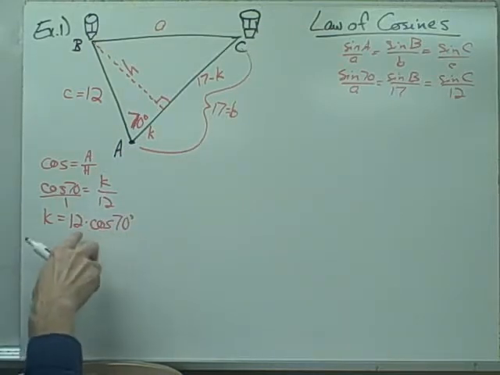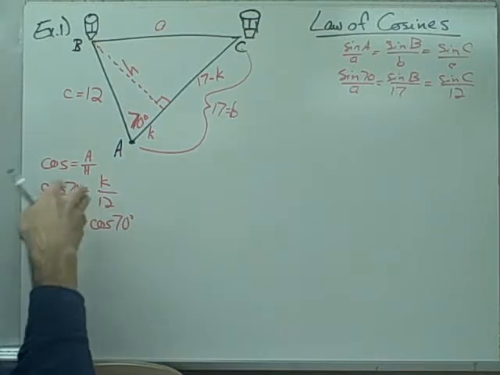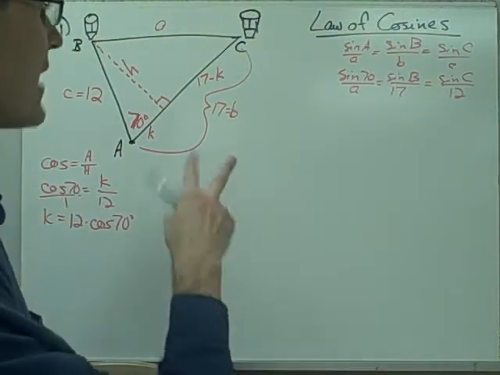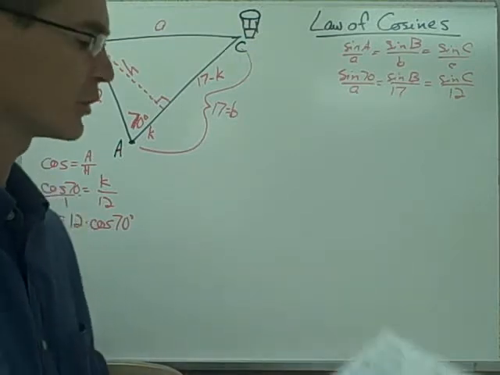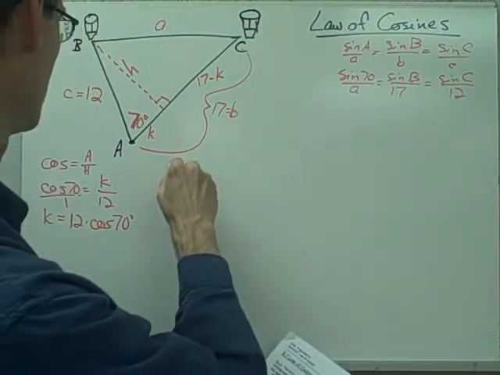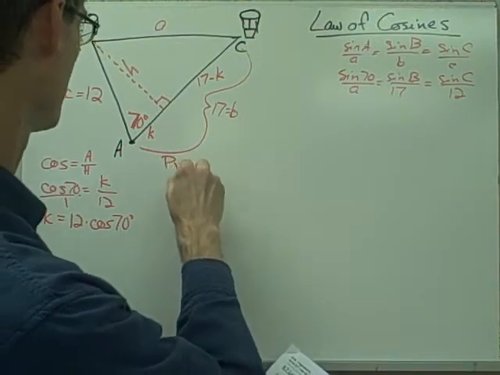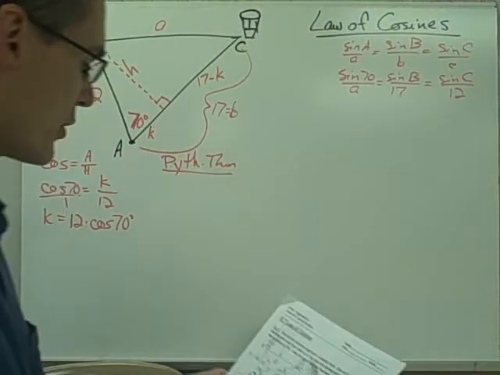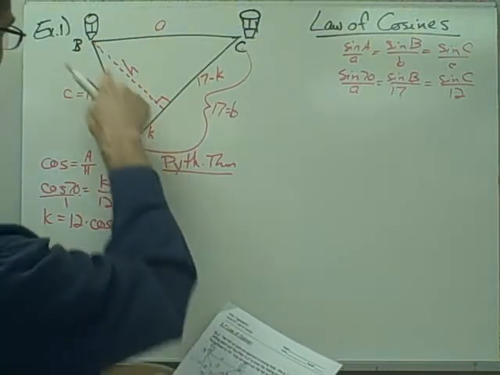And I'm just going to leave that in this form for right now, and I'm going to use this a little bit later. Okay, so there's my cosine piece. Now I've got two Pythagorean theorem relationships that I want to set up here. So let's see, let me do this one here. Pythagorean theorem. So I want to use the Pythagorean theorem on this small triangle right here.